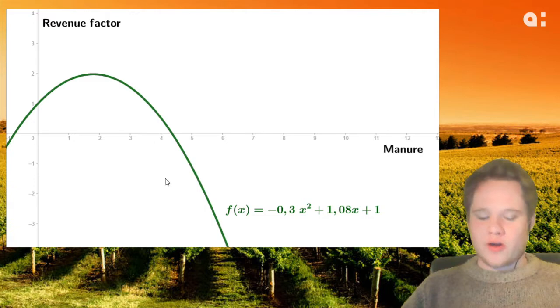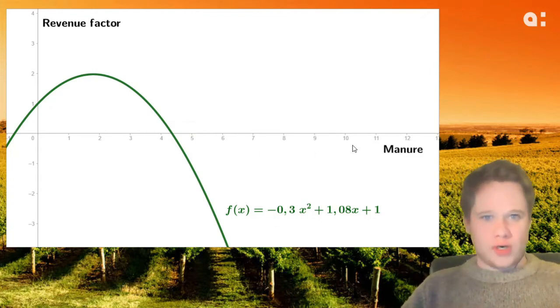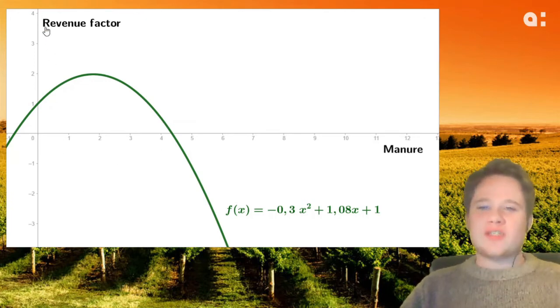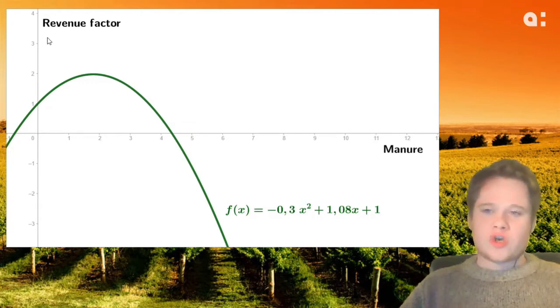So we draw the graph and we put the function over here in standard form, where the term with x squared comes first. At the x-axis, we see the amount of fertilizer used, the amount of manure used, and at the y-axis, we see the revenue factor. The revenue factor is a number by which our revenue is multiplied. So, we see the relationship between the amount of fertilizer used and the revenue factor.